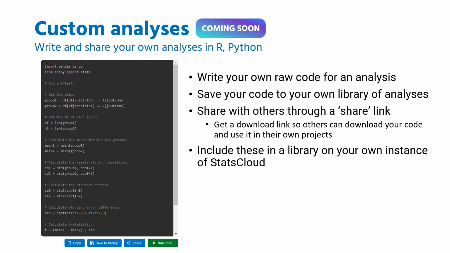You can save your code to your own library. And once you've saved it to a library, you can then come back to it in future projects. You can share this with other people. So you've written code that you'd like to use or you'd like other students to use. You can share that with a link, and then they can follow that link and add it to their variables.